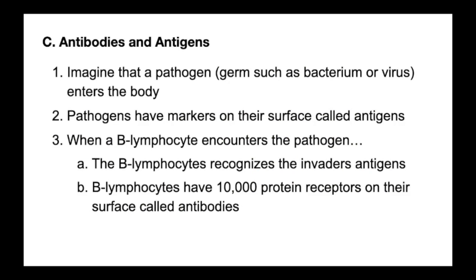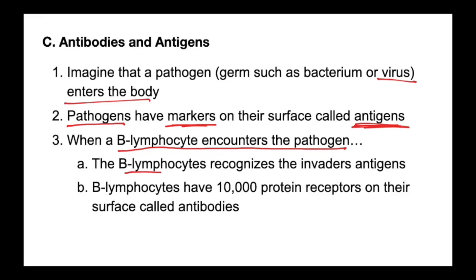Okay. So I've kind of already said this, but let's just review and say it again. Imagine that a virus enters the body. That virus, that pathogen, has a marker on its surface. That marker is called an antigen, okay? It looks like the dead body parts that we recognize from before. When a B lymphocyte encounters the pathogen with those same types of body parts, the B cell recognizes the invaders and those antigens. I've seen body parts like yours before.